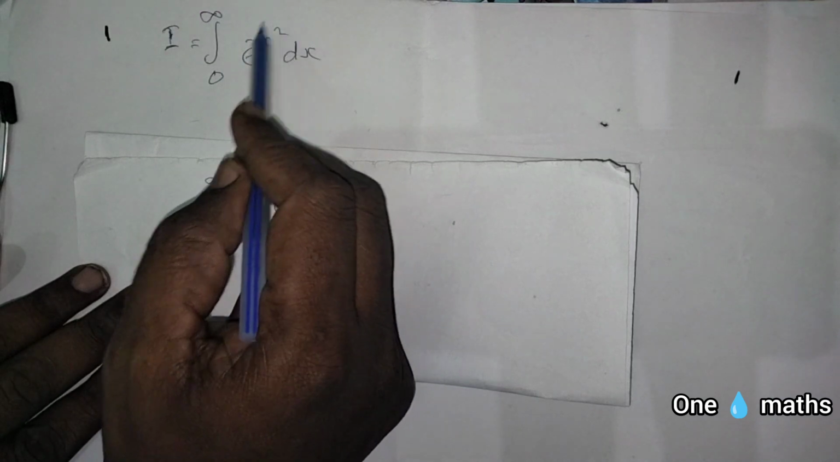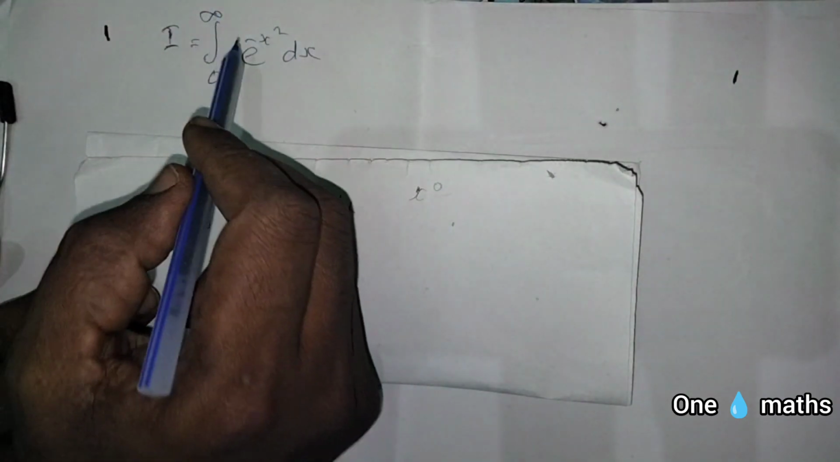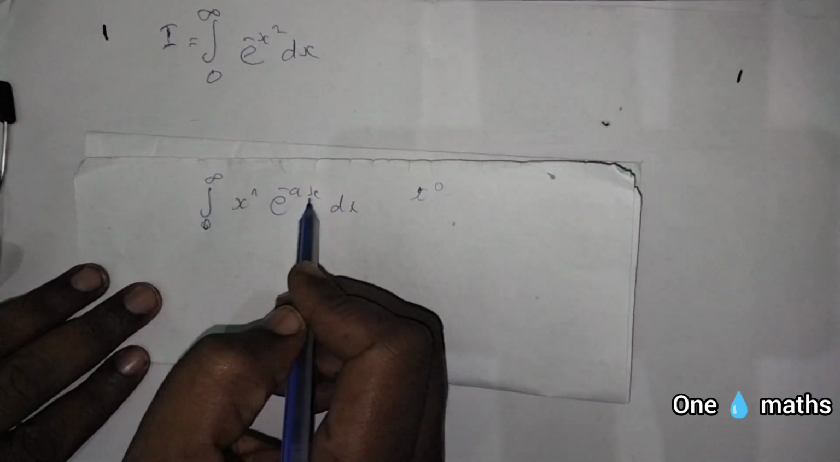We have e power minus x squared. If there is no x term also, no problem, you can consider it as x power 0. But what is extra? Here it is e power minus x squared, whereas in the gamma integral only an e power minus x term will come, and then it's possible to go directly to the gamma integral.